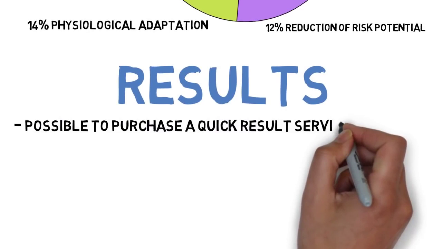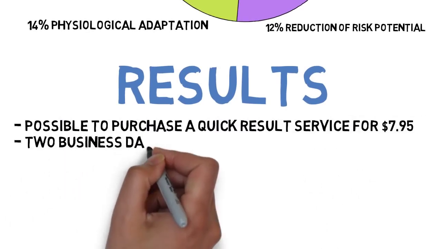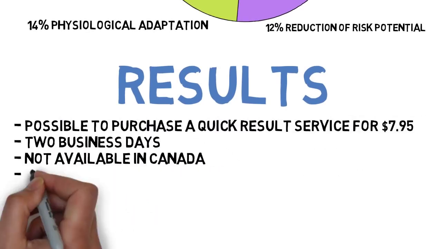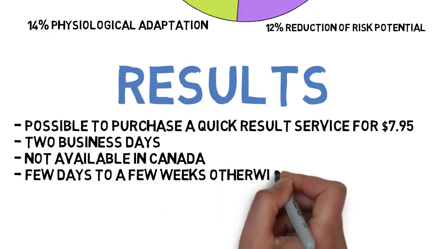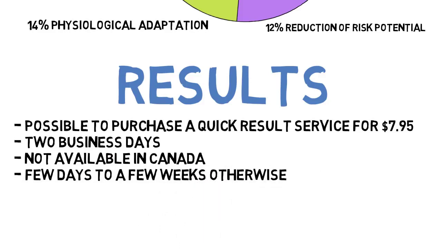In most states, it is possible to purchase a quick results service for $7.95. Canadians do not have such an option at this time. With this option, you can receive your unofficial results within 2 business days after writing your exam. Without this option, the wait for results usually takes between a few days and several weeks depending on busyness.